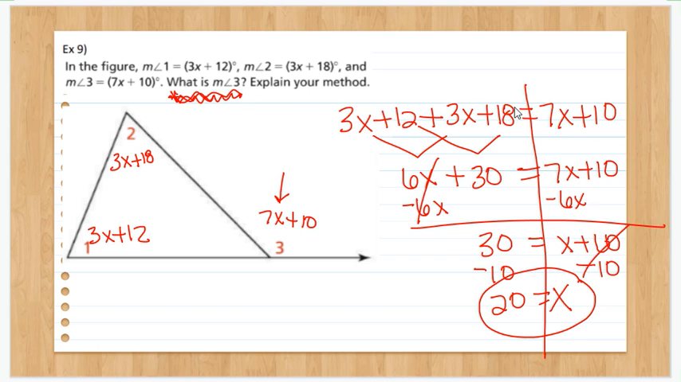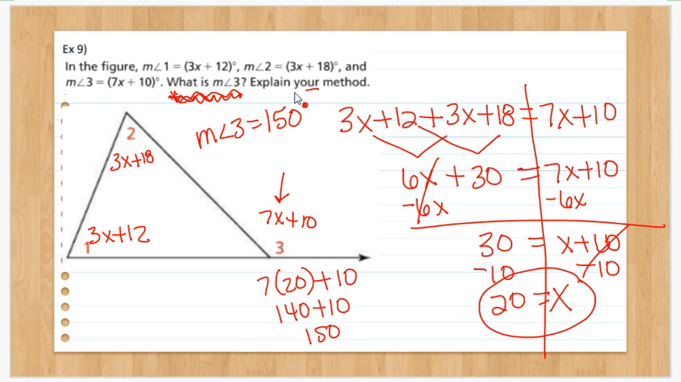So my explanation's all over here. I'm not quite done even. So I can now plug that in, so that'll be 7 times 20 plus 10. So that's 140 plus 10, which is 150. So the measure of angle 3 is 150 degrees.